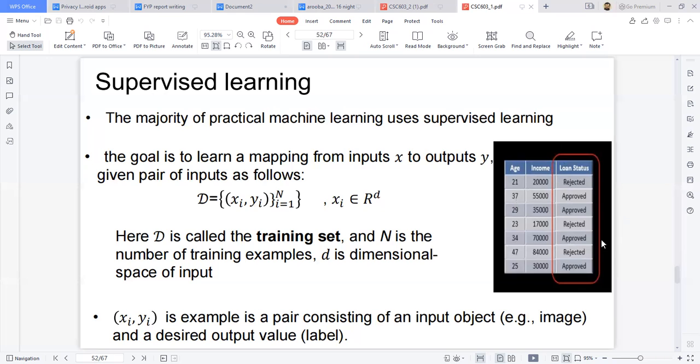So the loan status is the output, right? Yes, this is the output. And age and income are input. Great.